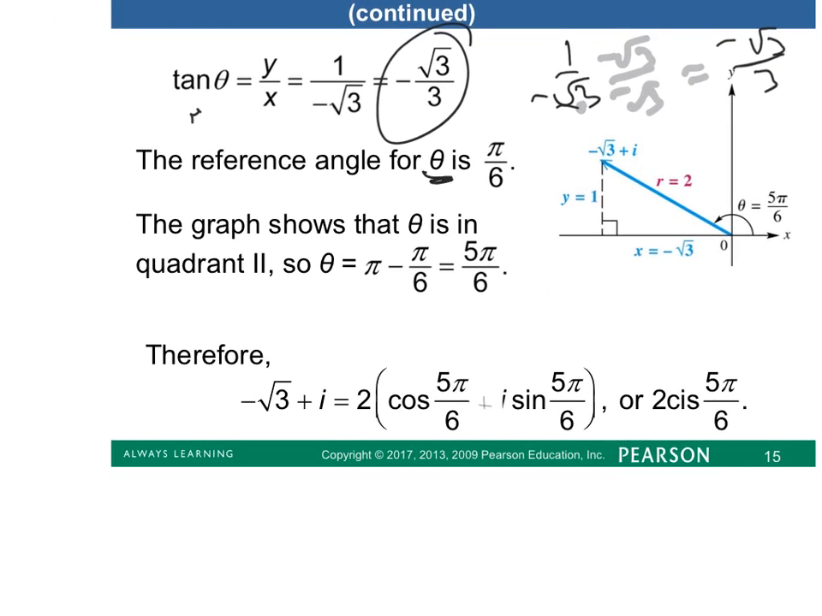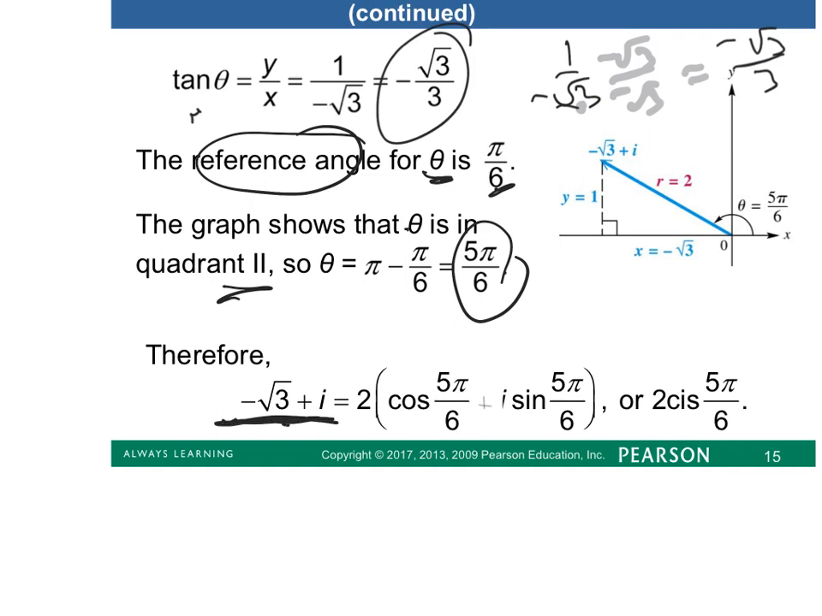He got his reference angle to be pi over 6. So did I. But we knew we were in quadrant 2, so 5 pi over 6 was the angle. So this complex number in rectangular form became this in trigonometric form. This is the abbreviation.